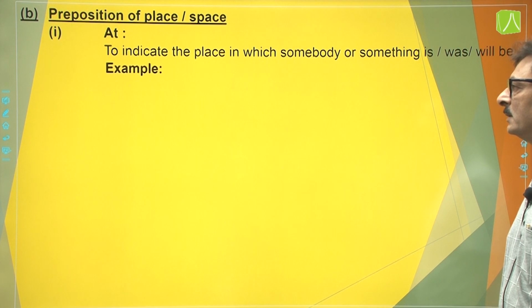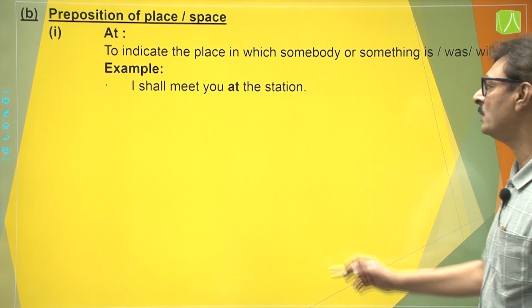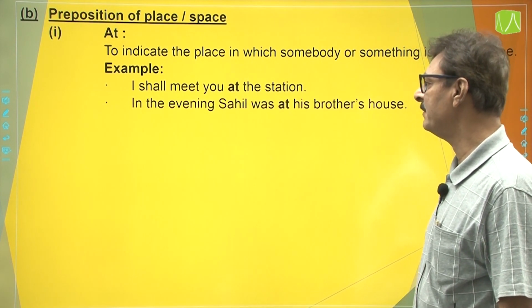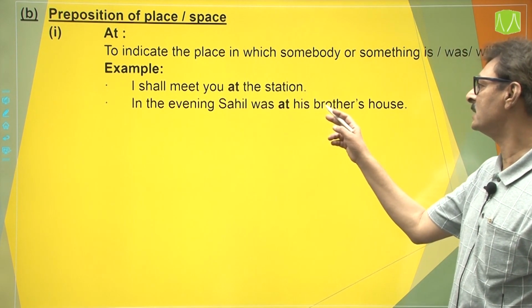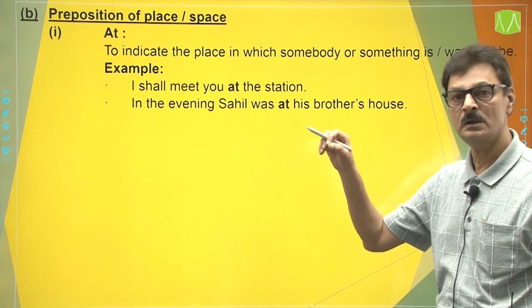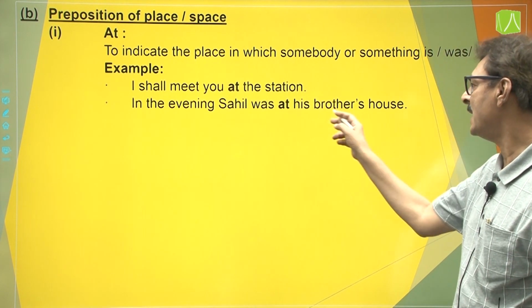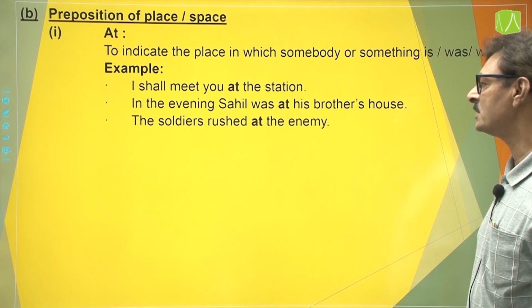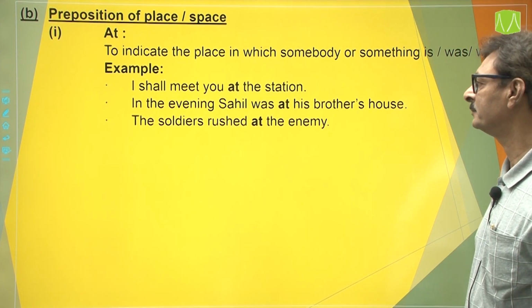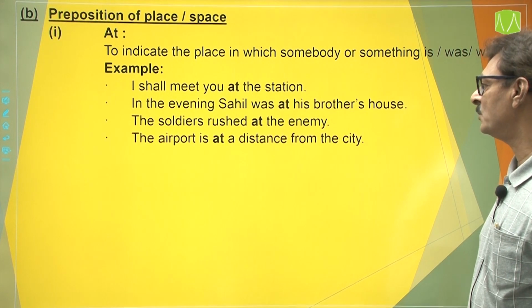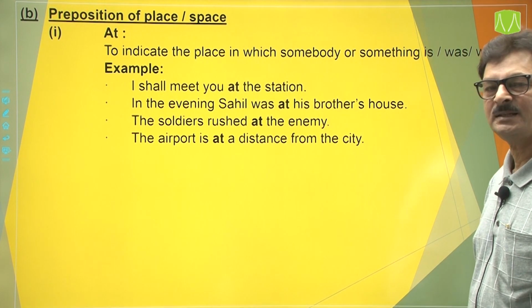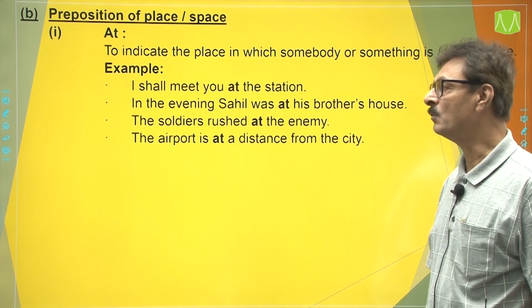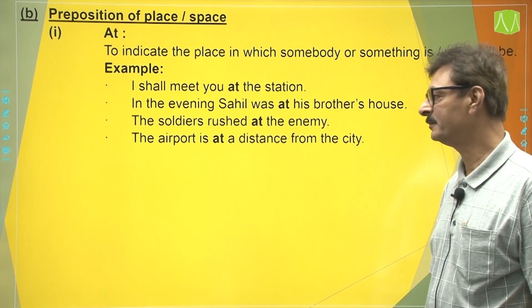For example, I shall meet you at the station. In the evening, Sahil was at his brother's house. तो कहाँ था? It is talking about the position, the place. कहाँ था? At his brother's house. The soldiers rushed at the enemy. The airport is at a distance from the city. How in different ways at is used to show the preposition of place or space.